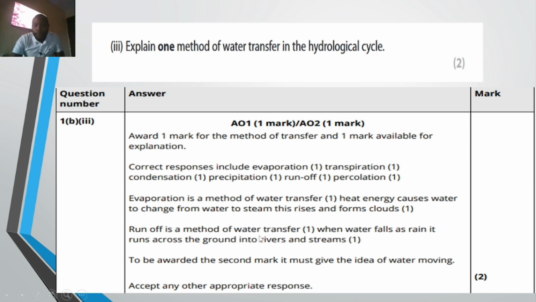Then runoff, you get a point. When water, you explain it, you get another point. So to be awarded the second mark, it must give the idea of water moving, because we are talking about transfers here. If water is not moving, then we are not going to give you the second mark. You can mention it, but with the wrong explanation, because you're not explaining that movement of water. That is the rule there. So that's how we should answer that question.